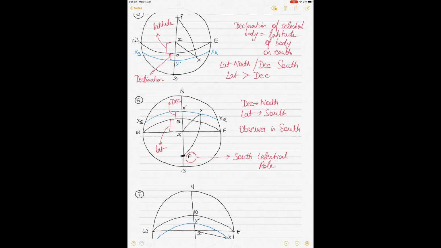And again here, by how I have drawn it, the latitude looks higher than the declination. The latitude's value is higher than the declination.